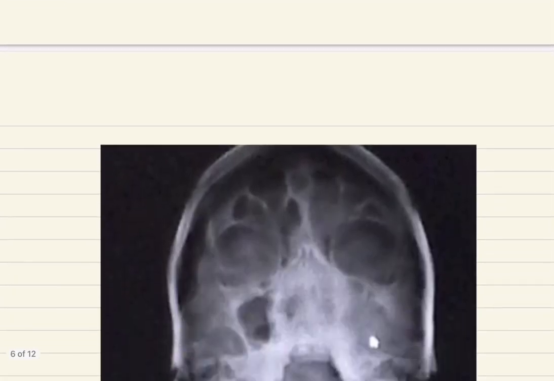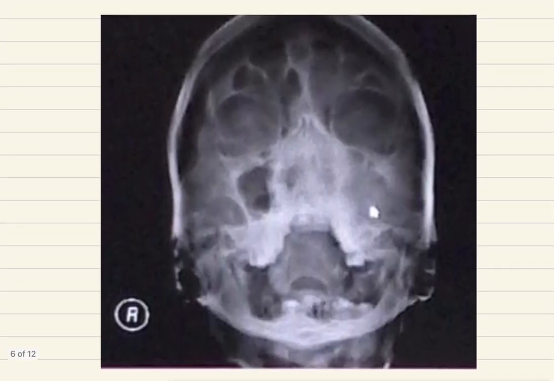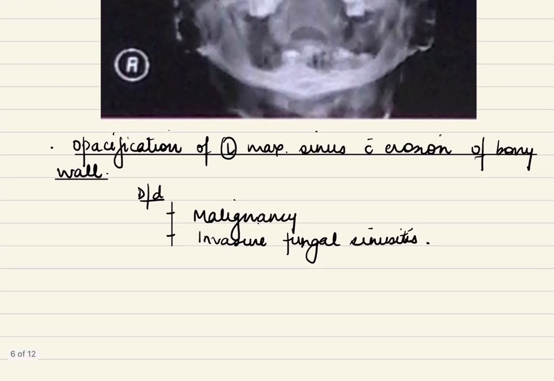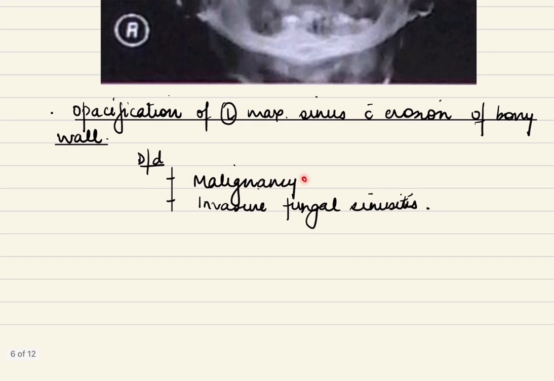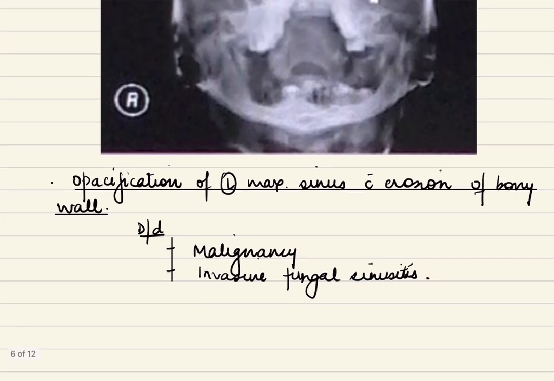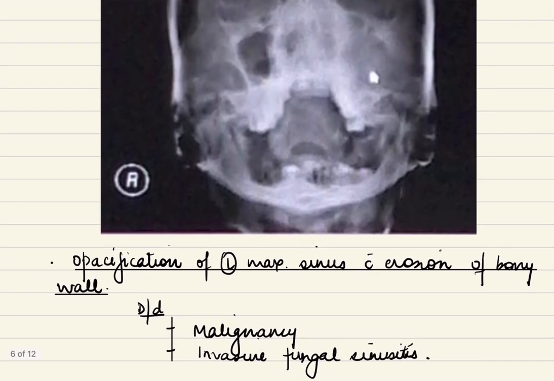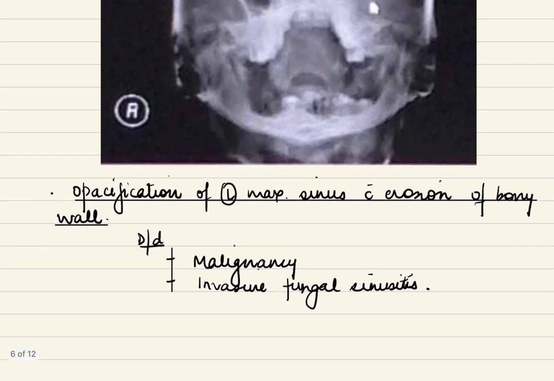Now we'll see this X-ray. As you can see, there is opacification of the left maxillary sinus. However, you can also see that the lateral wall of the maxilla is eroded. So this opacification, or the disease rather, is causing erosion of the bony walls also. And the differential diagnosis can be a malignancy or an invasive fungal sinusitis. So you will need a contrast enhanced scan in this particular scenario along with the biopsy.